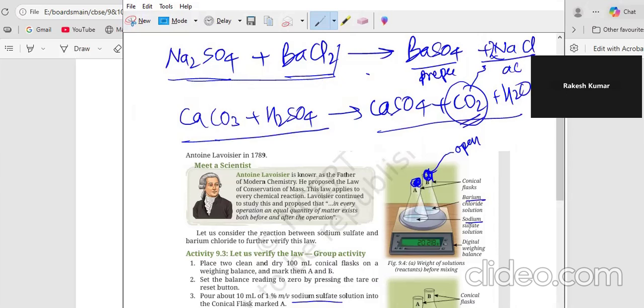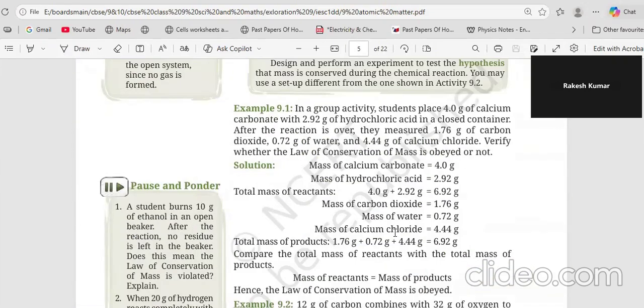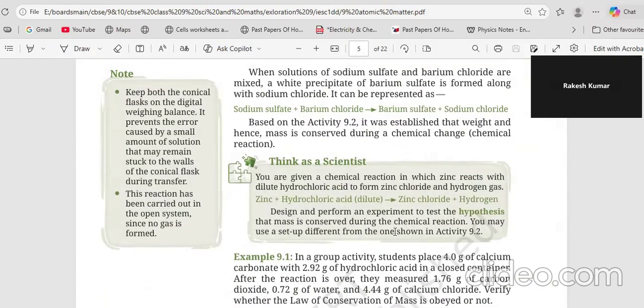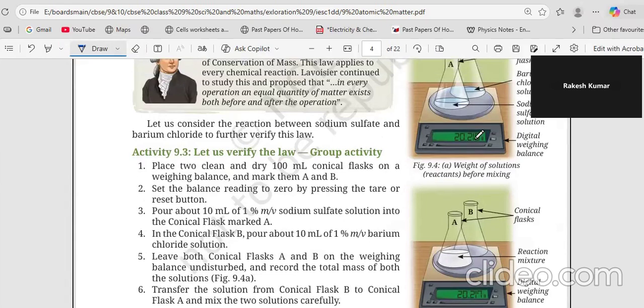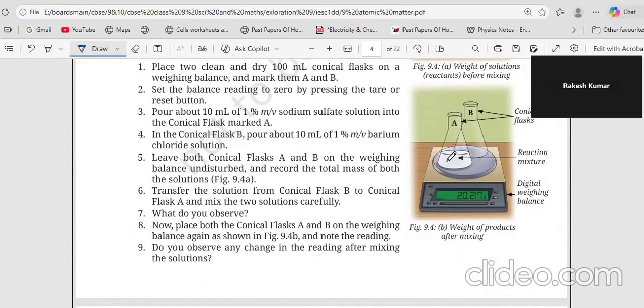So he's saying here that the reaction was carried out in the open, no gas is formed. So one thing is there, and also notice what is happening. This is a precipitate. So this is white. See, this is a white precipitate. BaSO4 is a white precipitate.